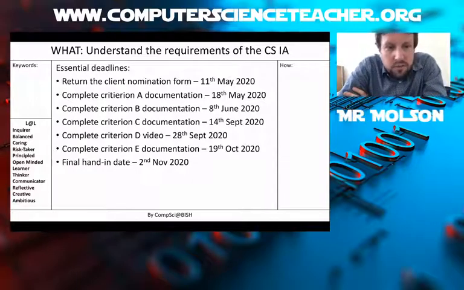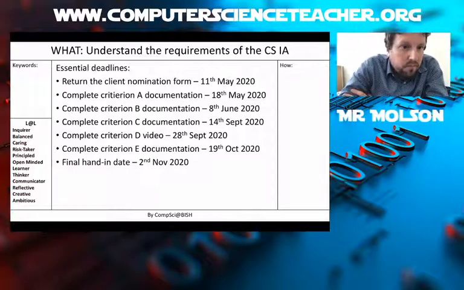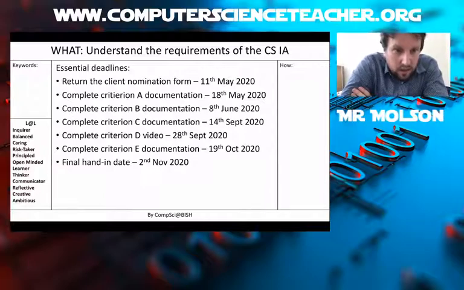We'll get criterion B done by the 8th of June, which will then give you an opportunity to complete as much of the development of the product over the summer holidays, which is when you really want to get this done by, okay. We've then got, you need to produce the video. That's going to be the end of September, and the whole thing's going to be handed in on the 2nd of November. Okay, so this has just been a brief introduction to your internal assessment.